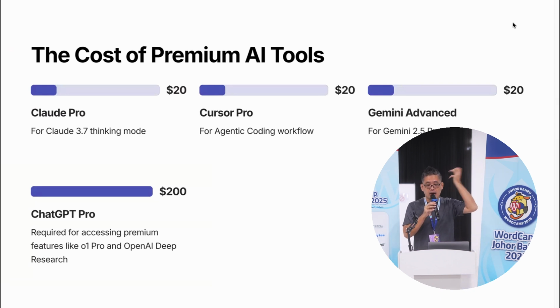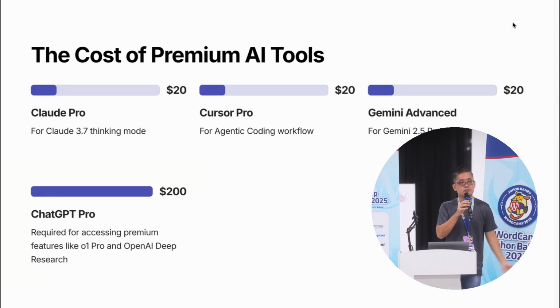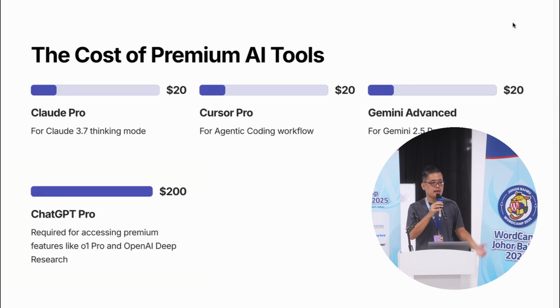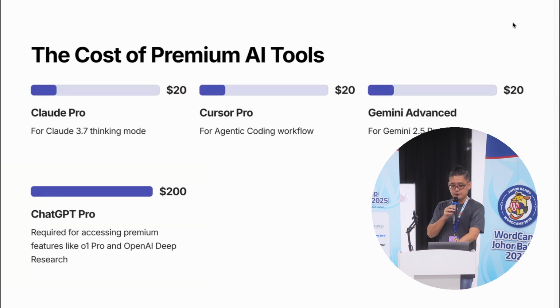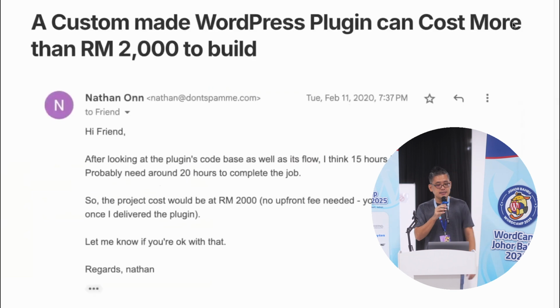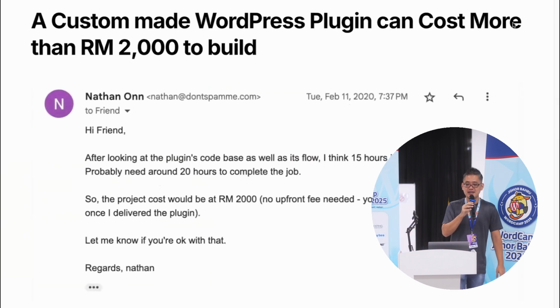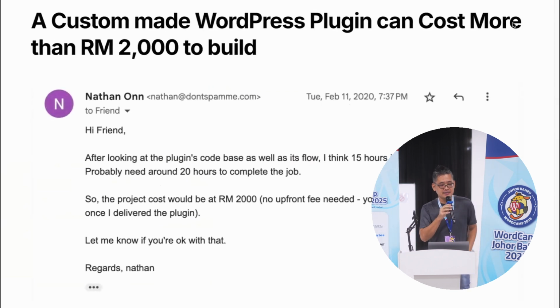Now I can hear you say, wow, Nathan, are you serious? That's 200 US dollars per month, right? That's a lot of money. Now I'm going to share something interesting with you. Not too long ago, a friend came to me needing a custom plugin to connect a popular Malaysian payment gateway with a premium plugin, right?